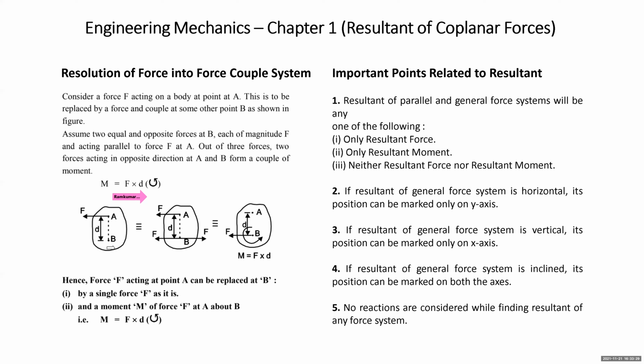How will we find the moment? Now go to the first body. Take this as moment center B, where you want the equivalence. Find the moment of F about B: F into D anti-clockwise. This is the way in which, I have listed all this here.